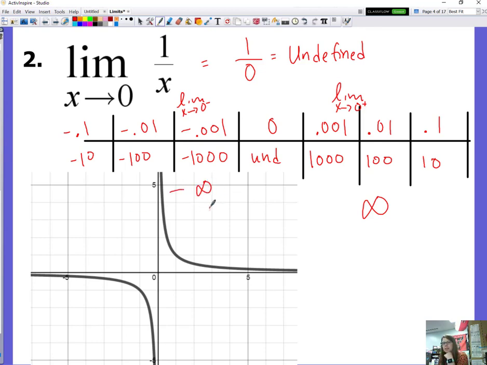So as we approach from the left and as we approach from the right are going different places, which means that the limit does not exist. Okay? And so because the limits are going different places, so here we have one's going up forever, one's going down forever, and so because they're going different places, the limit does not exist.